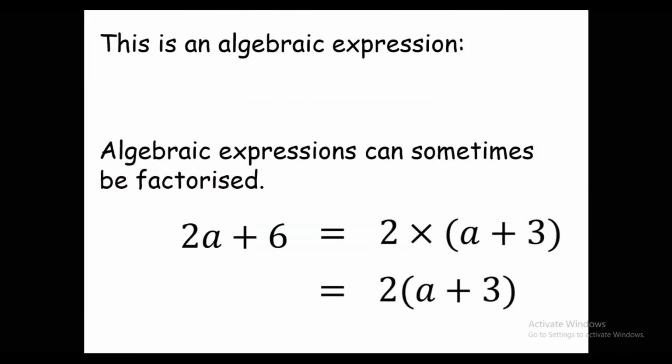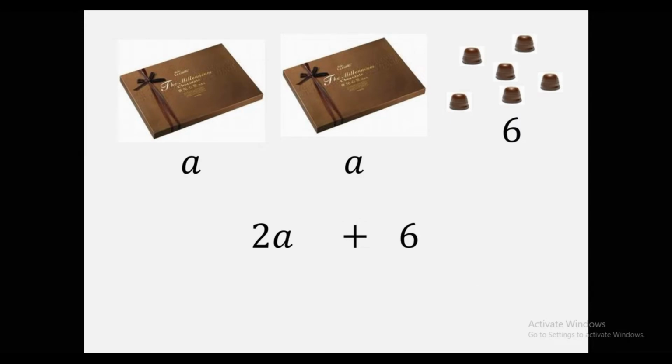So here is an algebraic expression that can sometimes be factorized: 2a plus 6. So how can you arrange it? 2 into (a plus 3). But how do we do that? We can just think about it like this. Here is a visual representation.